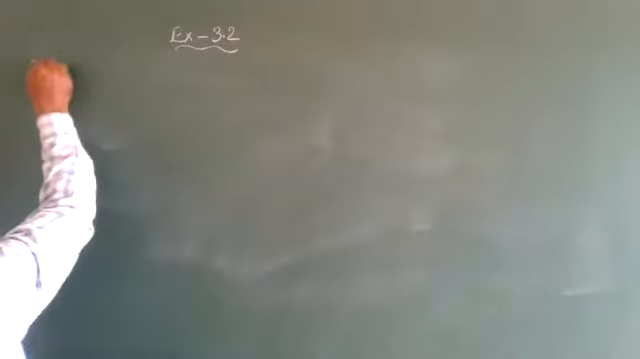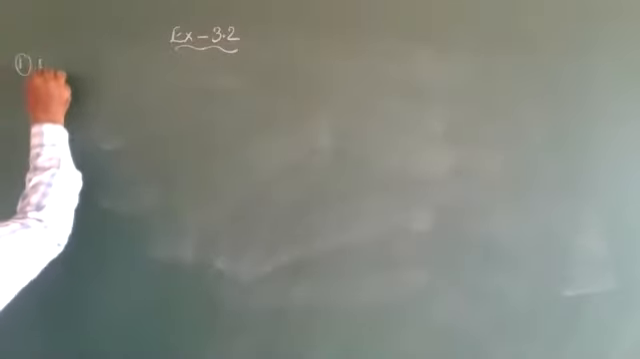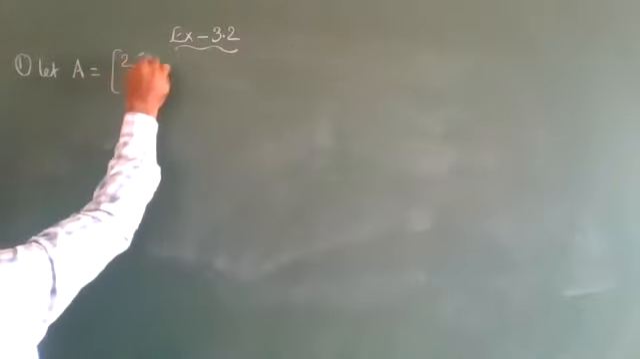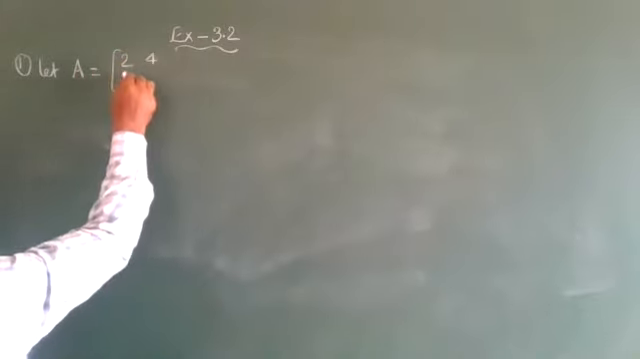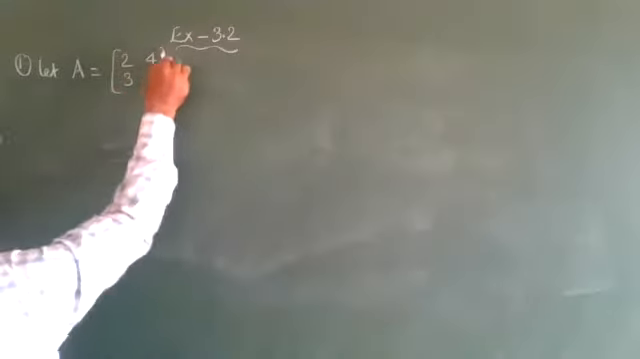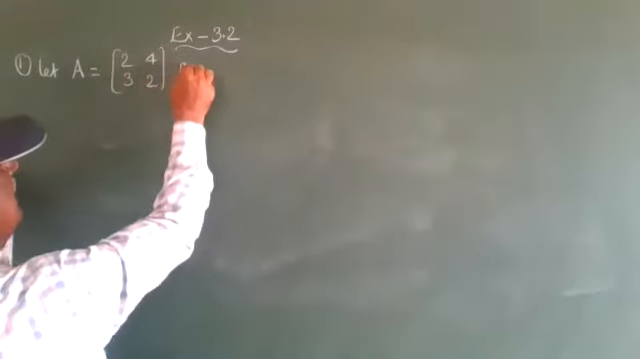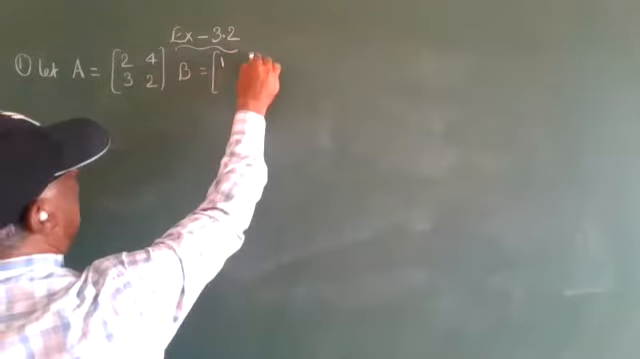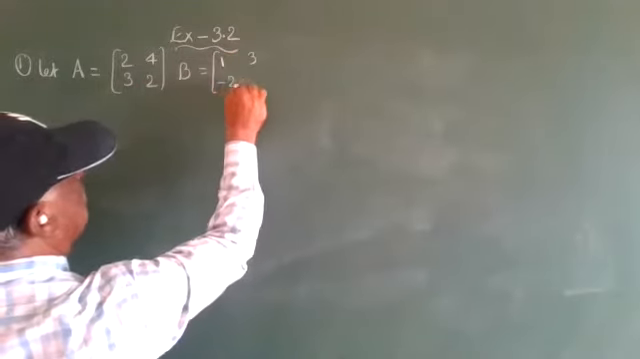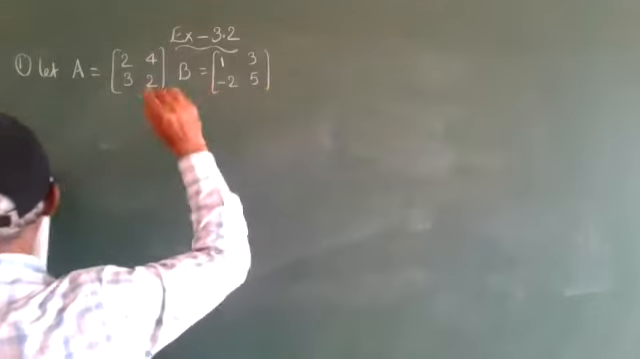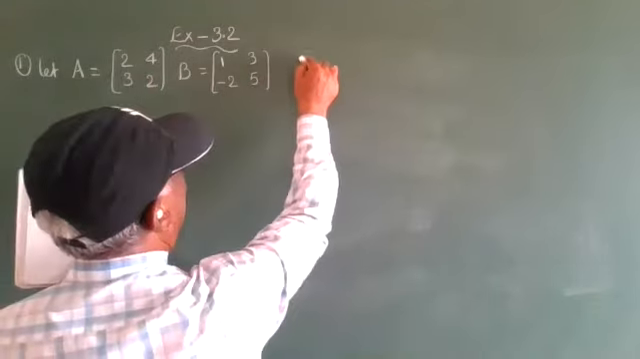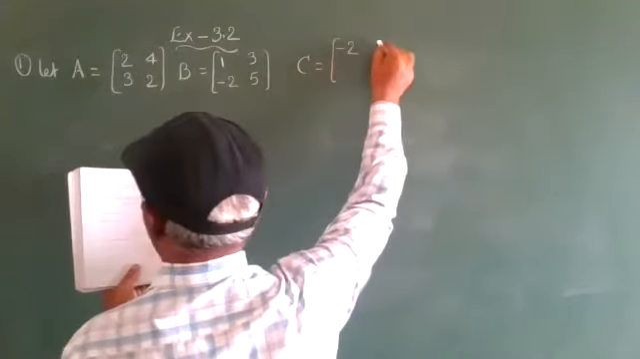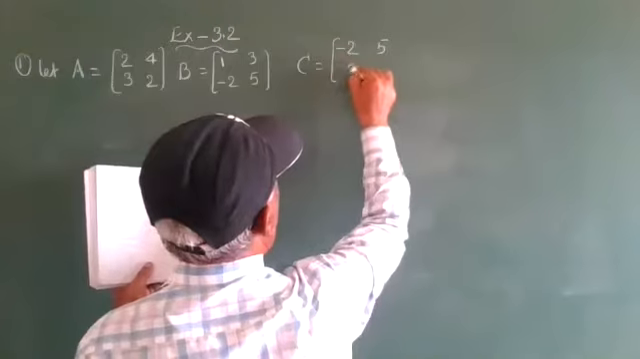First problem. A is the symbol of the matrix. Its elements are 2, 4, 3, 2. B is another name of a matrix. Its elements are 1, 3, minus 2, 5. Next, C is another matrix. Its elements are minus 2, 5, 3, 4.